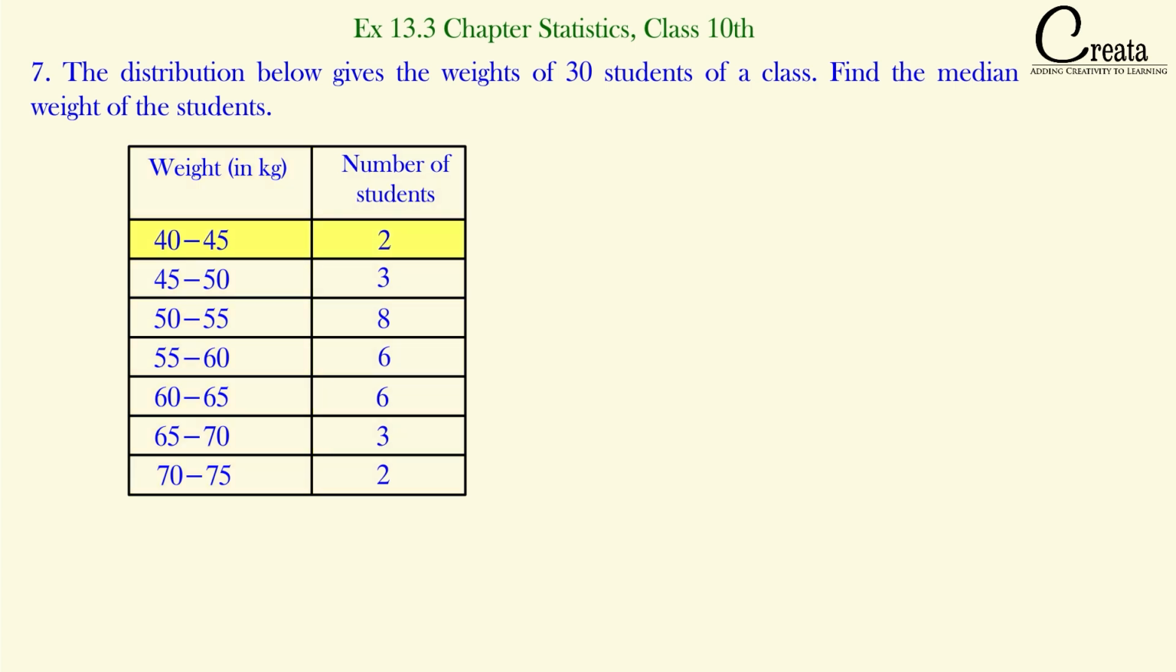For example, the two students are having the weight in the range of 40 to 45. The three students are having the weight in the range of 45 to 50. On the extreme end, we are having two students who are having the weight in the range of 70 to 75.